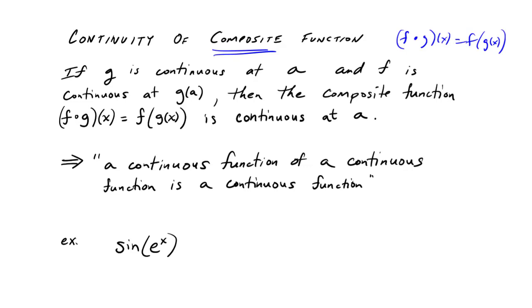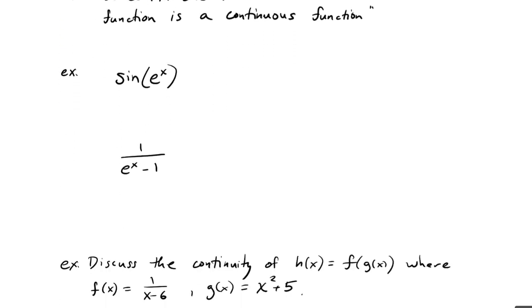Well, we have a more formal statement here that says if g is continuous at a and f is continuous at g of a, then the composite function f of g of x is continuous at a. So basically, as long as the chain of continuity holds, then everything is fine. So we can casually say a continuous function of a continuous function is a continuous function, but we have to be a little careful there. And I'll show you with these examples.